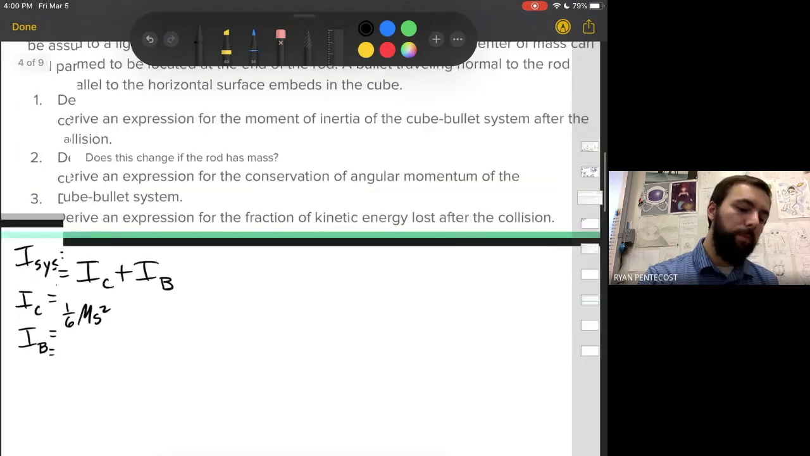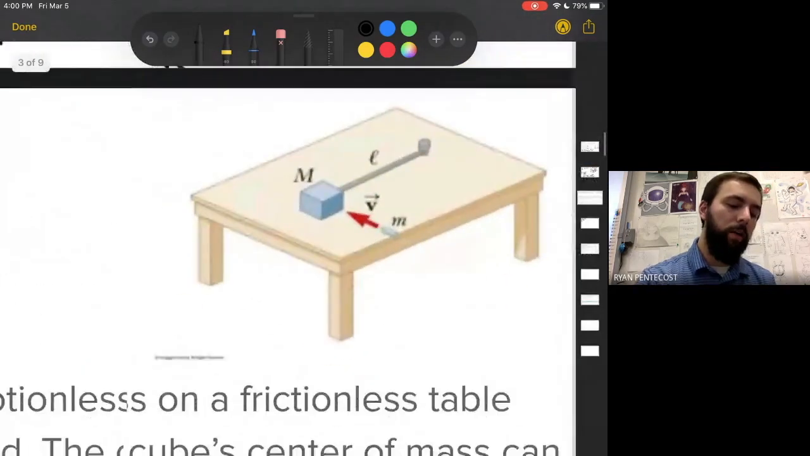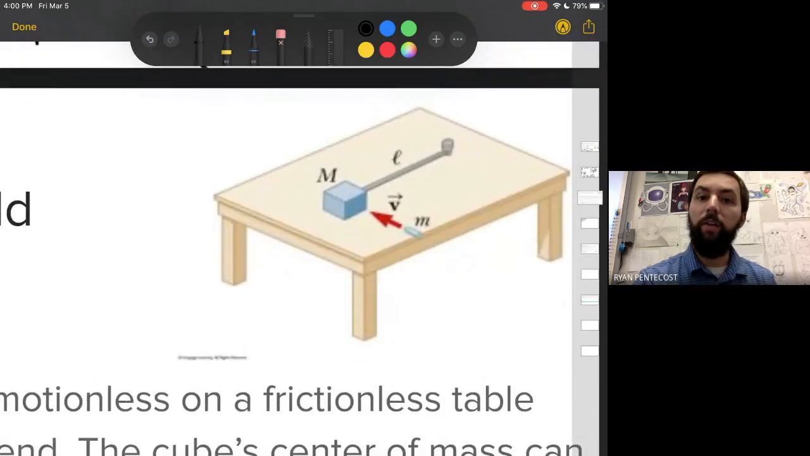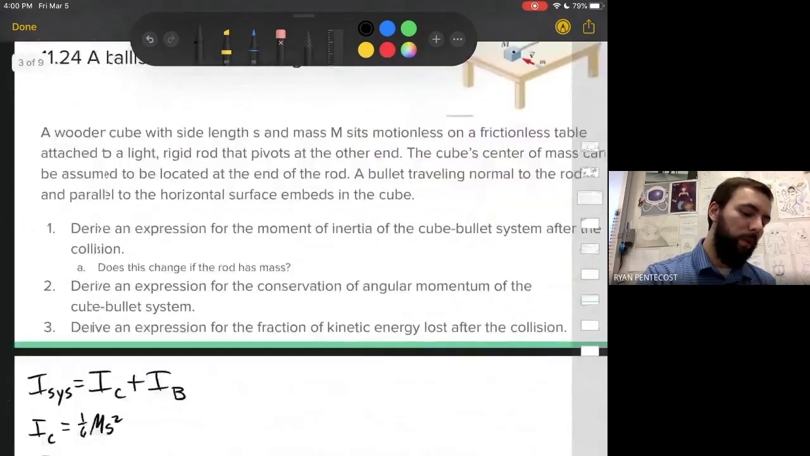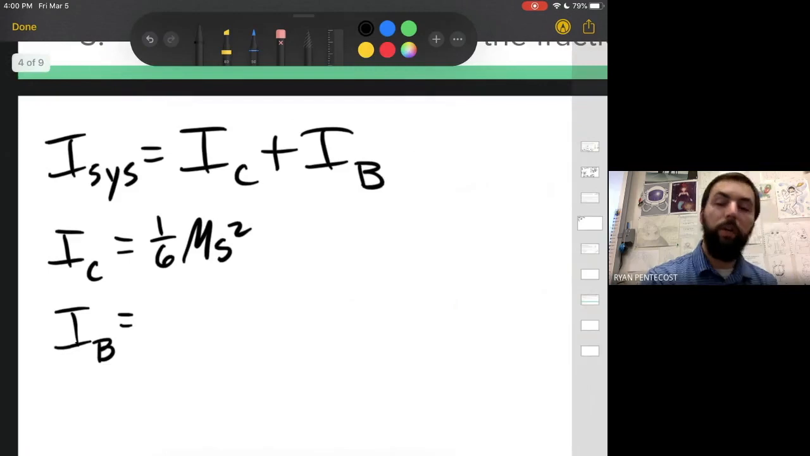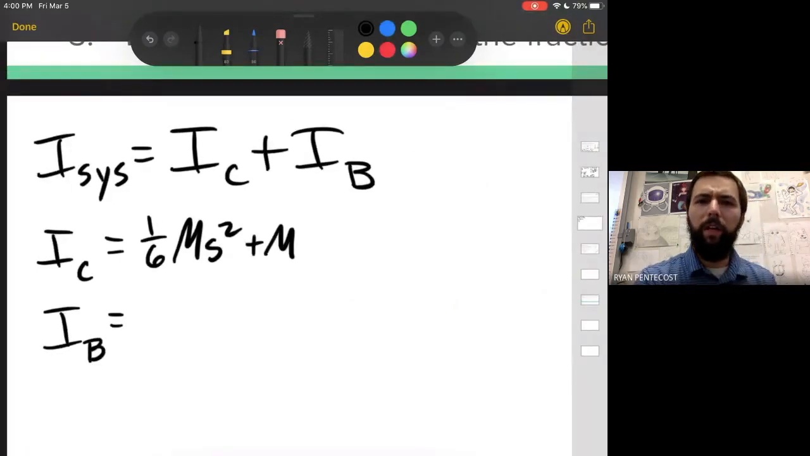Now that's a prefab, meaning that is for a cube that is rotating about its center of mass. But the center of mass, if it were right here, is rotating over here. So that means that you need to consider the parallel axis theorem. The parallel axis theorem says that you should add M d squared. The d represents the distance between the center of mass of the object and the new axis, and that distance is length L of the rod. So that will be M L squared.